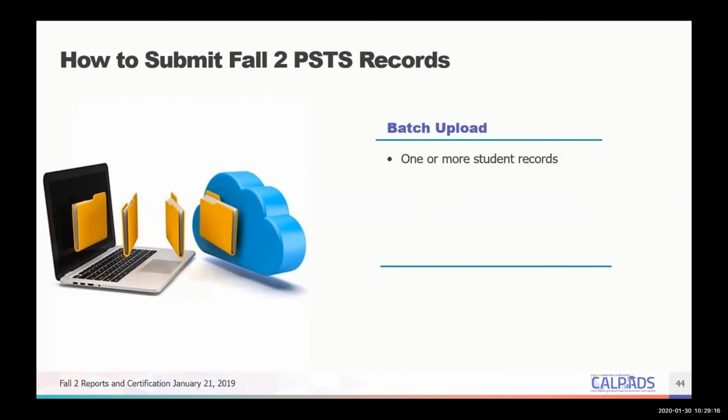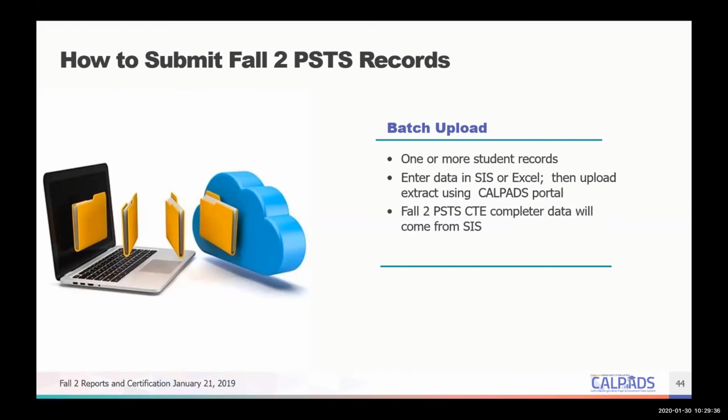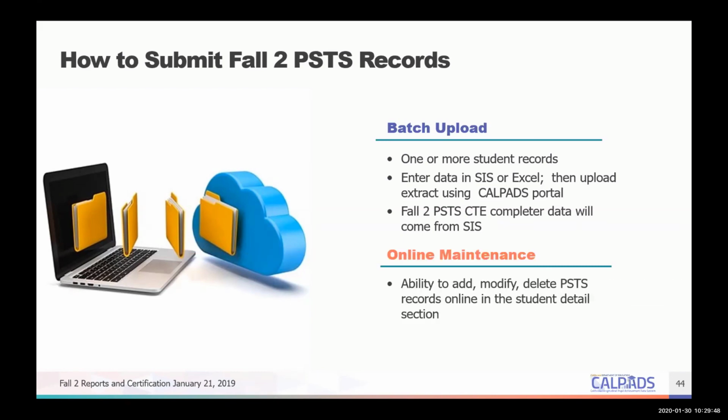So the PSTS can be submitted two ways. First is a batch file. This will be records for Fall from your SIS. It could be Aeries or PowerSchool or any of those SIS vendors. And then for End of Year 4, that will come from your SEDS vendor, because these are special ed information. And then, of course, you can add the record manually online in CALPADS. You could add and modify records.